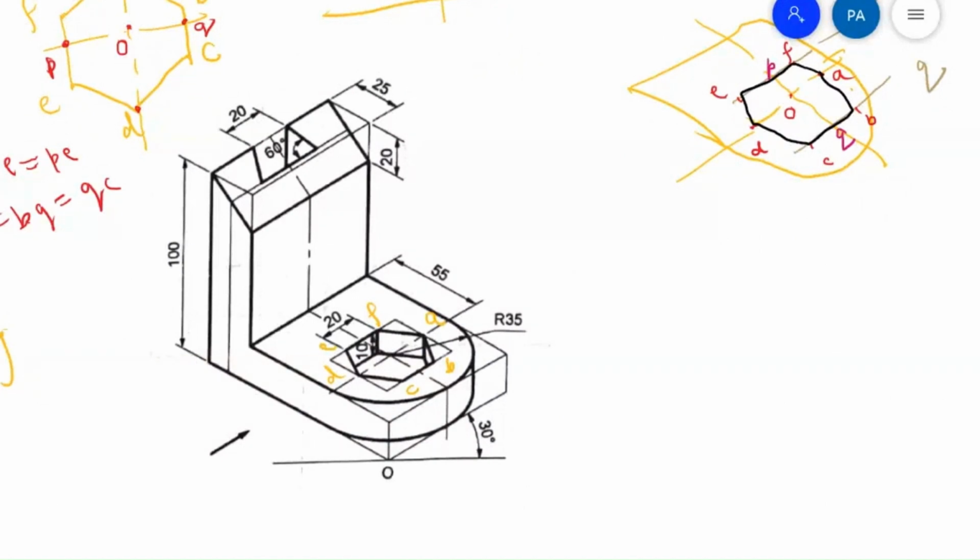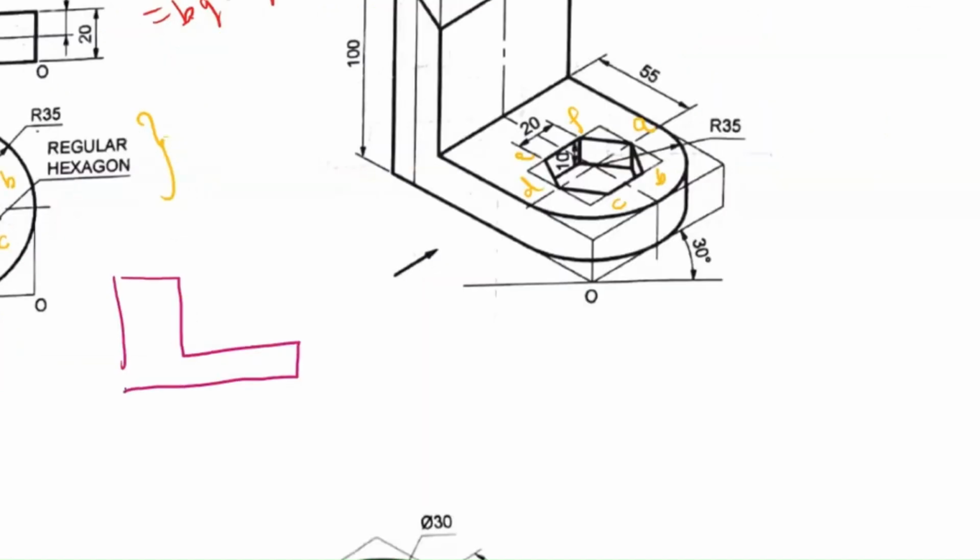Let me draw the front view and top view. The front view goes like this, and the top view goes like this. I am not drawing the circular surface there. This is just for explanation. And say this is a slot here.